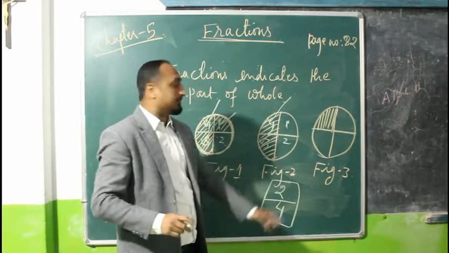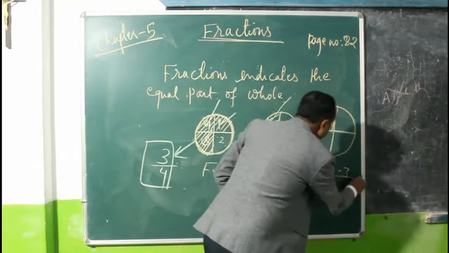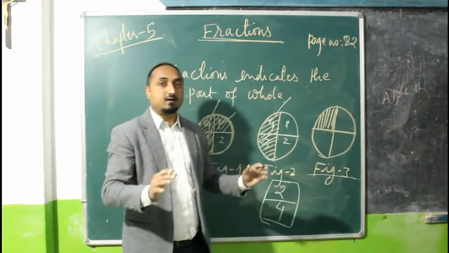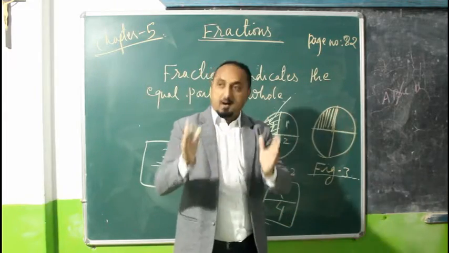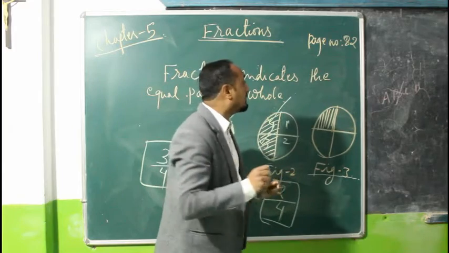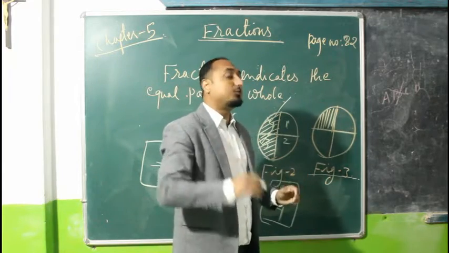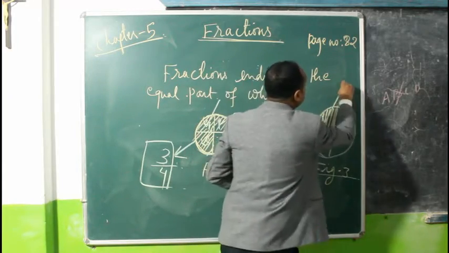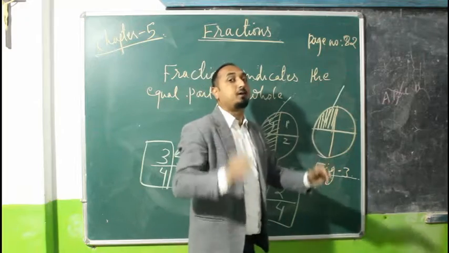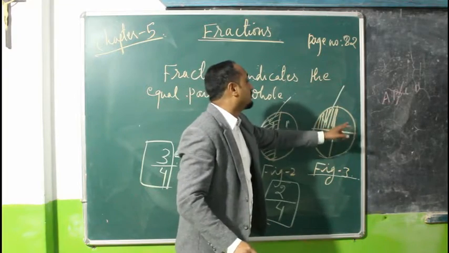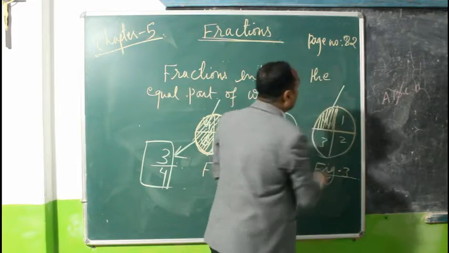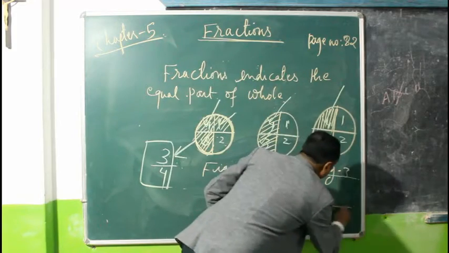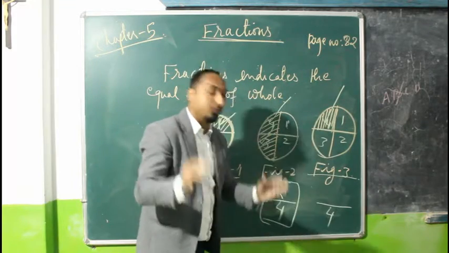Now next one, we'll move to figure number 3. In figure number 3, we can see that again one circle is divided into 4 equal parts. Now out of that, how many shaded portions do we have? Only one shaded portion. But total equal parts, how many do we have? 1, 2, 3, 4. 4 equal parts. So at the denominator we have to write 4.